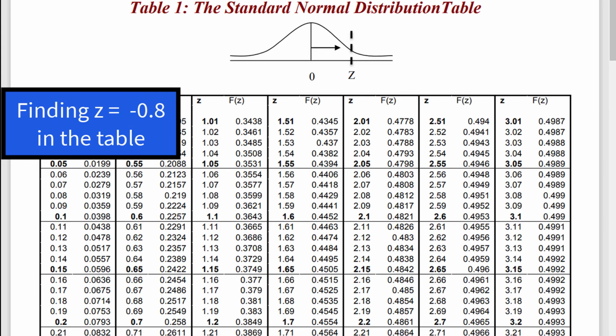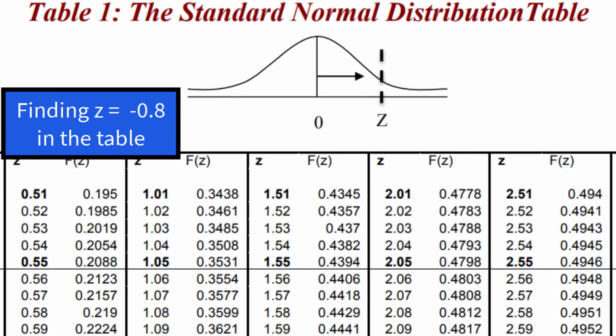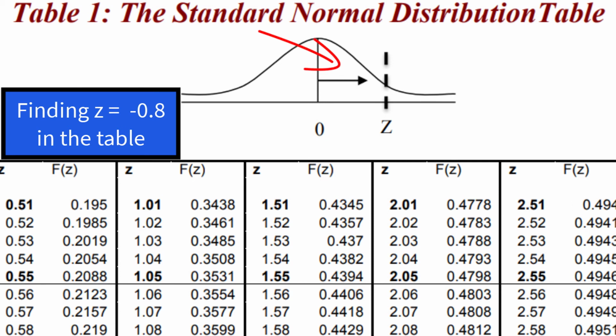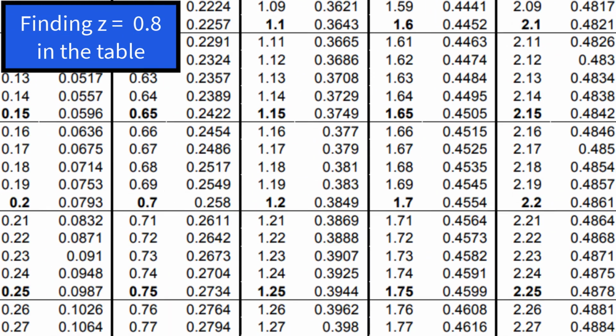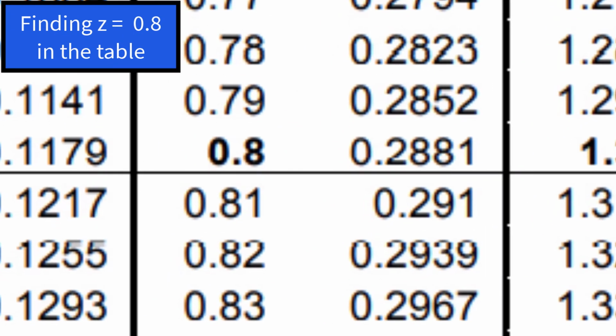The table I'm using gives the probability from the center of the distribution up to the z-score. There are no negative values in the table, but since the normal distribution is symmetrical, we can search for positive 0.8 and still find the correct probability. We see here that the probability associated with a z-score of 0.8 is 0.2881.